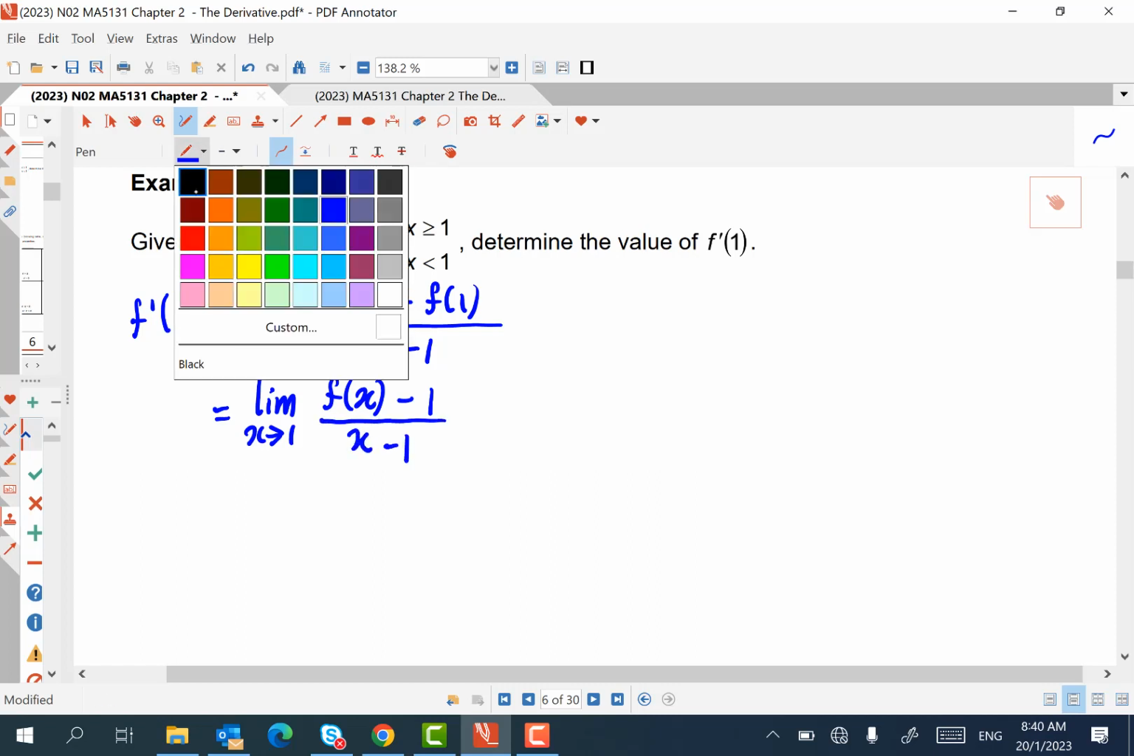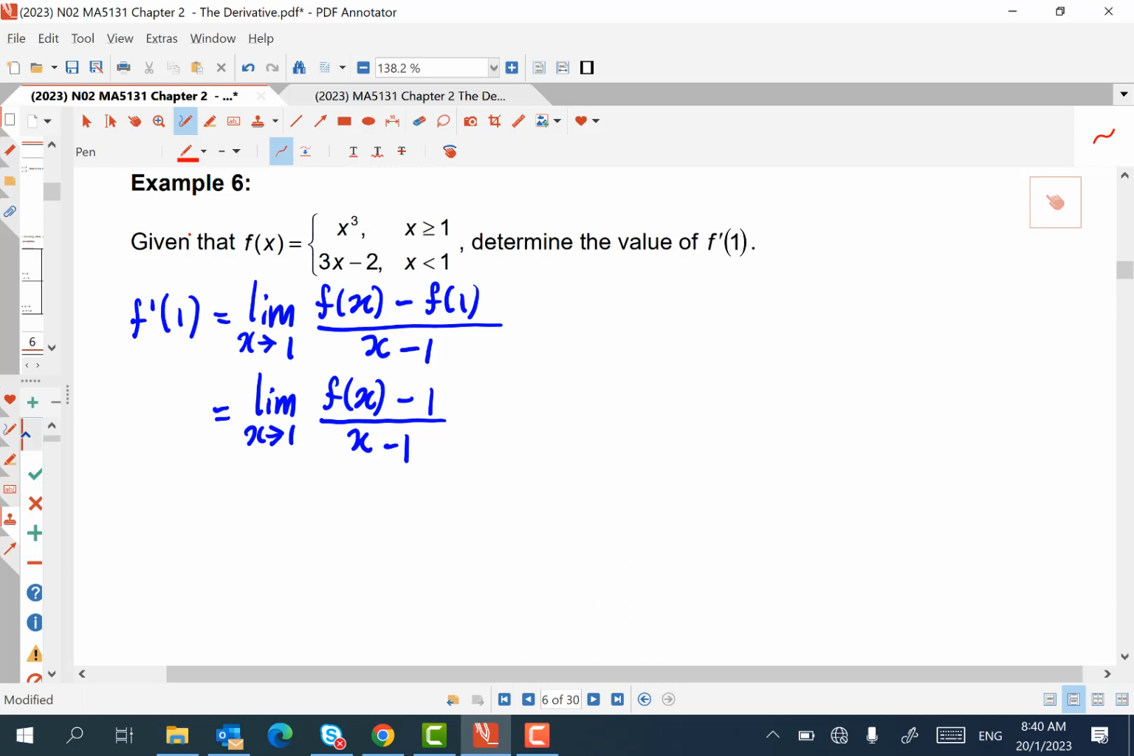In this function, because it is defined differently on the left and right side of 1, we therefore have to go through the same motion again, and that is we define the limit as x approaches 1 from the left. From the left, the function to use is 3x minus 2, and of course it's (3x - 2 - 1) over (x - 1), and then you will get a value of 3.